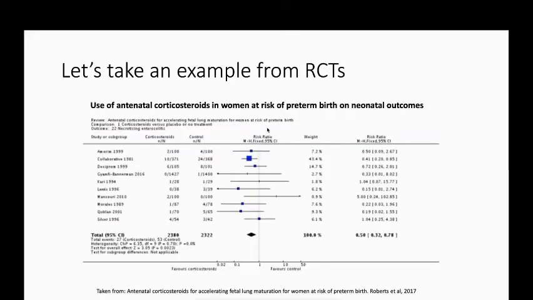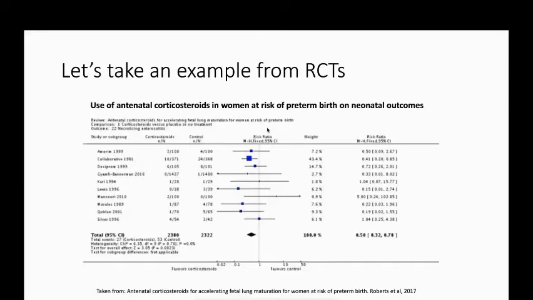Taking an example from randomized controlled trials, there's a quite famous meta-analysis that looked at the use of antenatal corticosteroids in women who are at risk of preterm birth. The outcome in question here was neonatal outcomes. I think the outcome was necrotizing enterocolitis, again quite a serious complication in preterm babies. As we can see on the left-hand side, there are a number of different studies that were done. These were randomized controlled trials that randomized women to receive corticosteroids or a control, and then looked at the risk ratio for the neonatal outcome.